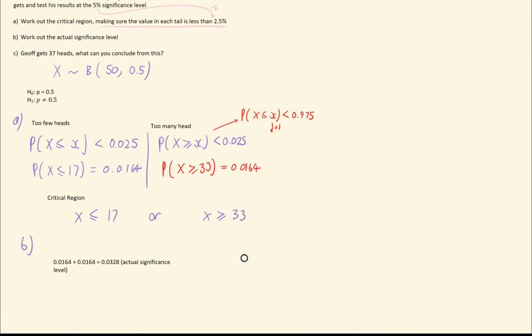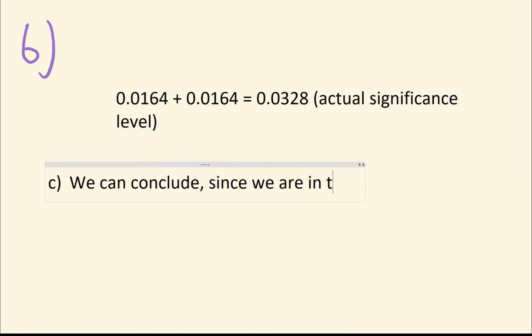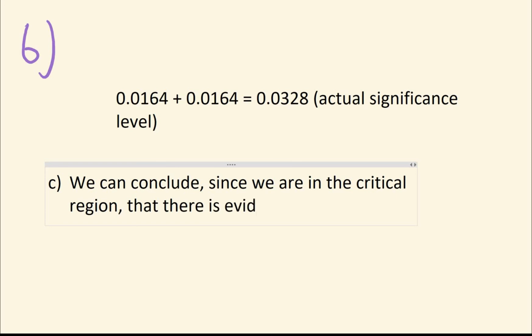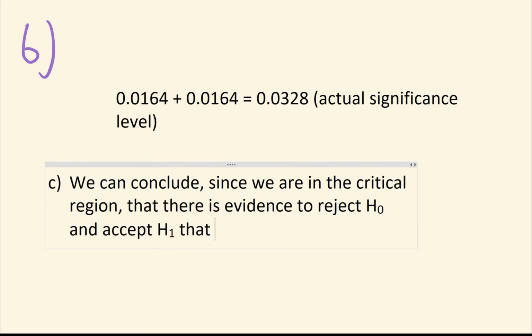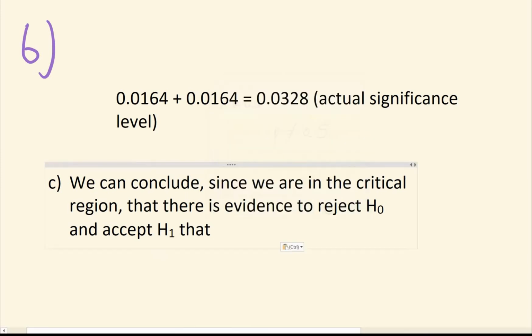Then part C, Jeff gets 37 heads. What can we conclude from this? The key thing here is that we are in the critical region. So we'll say there is evidence to reject the null hypothesis, or H0, and accept H1, that the probability does not equal 0.5. Okay, you could go further and say it's probably greater than that, but we weren't asked about that, so we don't need to mention it at all.